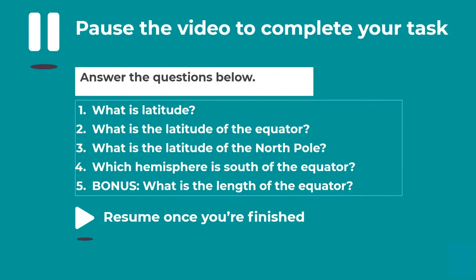So in order to ensure that you've understood those key ideas we've just covered, I'd like you to complete the short quiz on the screen at the moment. There are 5 questions. What is latitude? What is the latitude of the equator? What is the latitude of the North Pole? Which hemisphere is south of the equator? And for a bonus point, what is the length of the equator? So please can you pause the video and then resume once you are ready to mark your work.